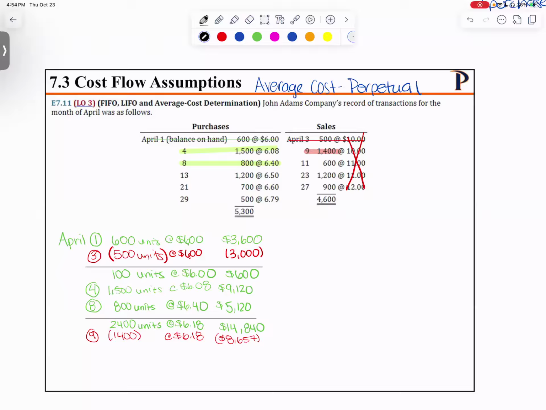And then we don't have an additional purchase next. Instead, we have another sale. So we don't need to recalculate our weighted average cost because we haven't added any more purchases. So this hasn't changed. Our sale on the 11th, we sold 600 units. That'll also be at $6.18 for a total cost of $3,710.